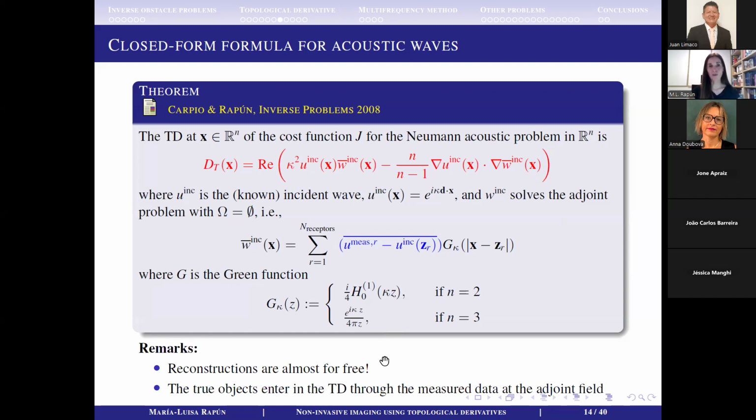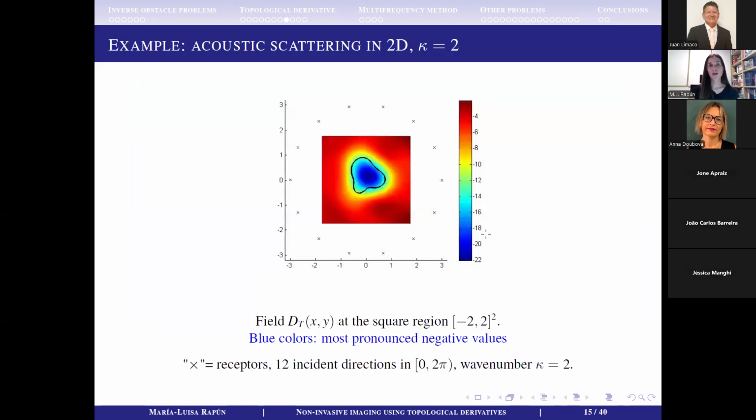We only need to evaluate this function, and just also to emphasize that the real data, the data that we measure at the receptors, is introduced in the formula by means of these values that appear here. We need to know our measurements at all the receptors, and we need to evaluate the incident wave at the receptors. Okay, so let me show you some numerical experiment for this case.